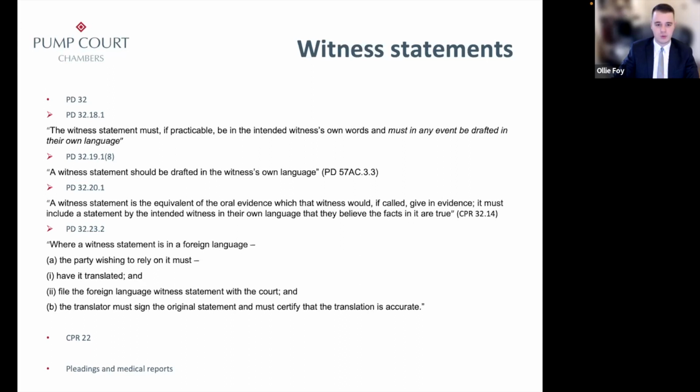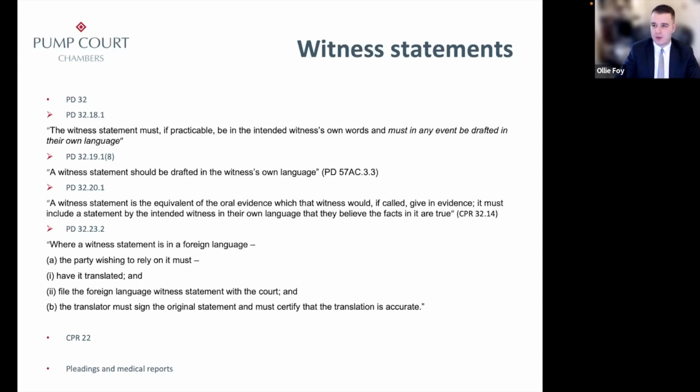It's important to note the mechanism in Practice Direction 32, paragraph 23.2, which is also on the slide. It says this: where a witness statement is in a foreign language, the party wishing to rely on it must have it translated and file the foreign language witness statement with the court, and the translator must sign the original statement and must certify that the translation is accurate.